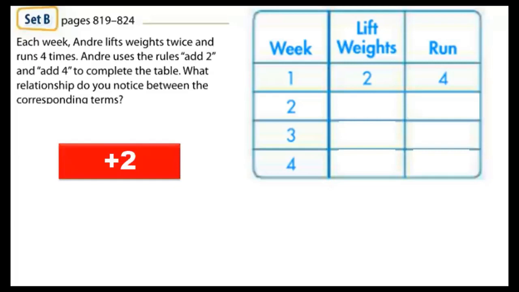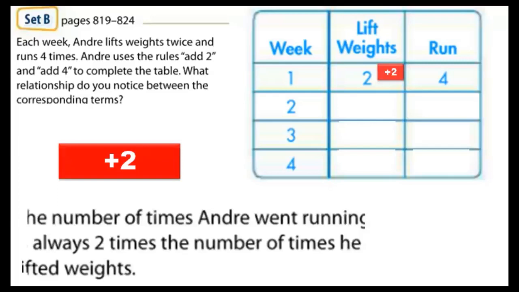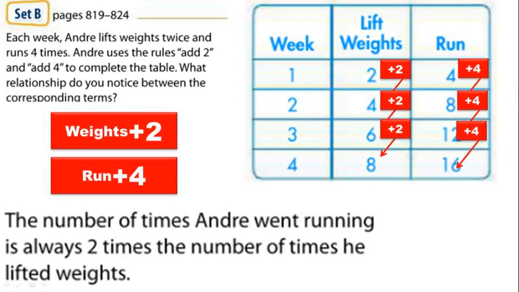Okay. As you see here, 2 plus 2 will equal 4. 4 plus 2 will be 6. 6 plus 2 will be 8. Sure, here for run, you are going to add 4. So 4 plus 4 equals 8. 8 plus 4 equals 12. 12 plus 4 equals 16. Don't get confused.